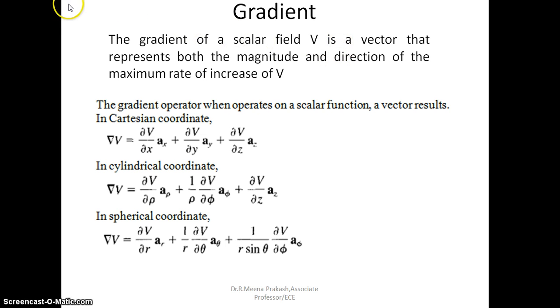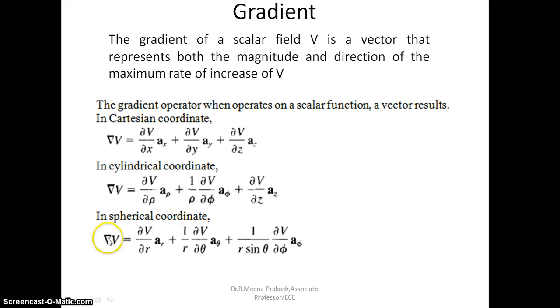And the representation of gradient is del. Suppose V is a scalar field and we are finding the gradient of the scalar field V. We represent it as del V. Now we represent the gradient operator in three coordinate systems. In Cartesian coordinates, del V is dou V by dou x ax plus dou V by dou y ay plus dou V by dou z az. In cylindrical coordinates, del V is given by dou V by dou rho a rho plus 1 by rho dou V by dou phi a phi plus dou V by dou z az.